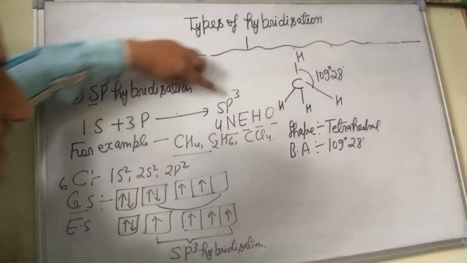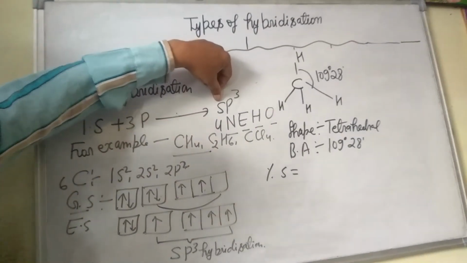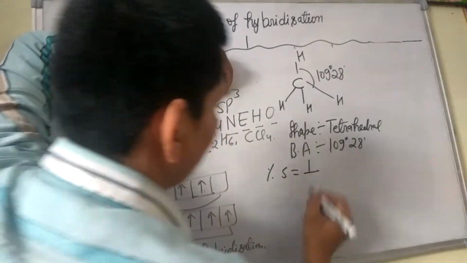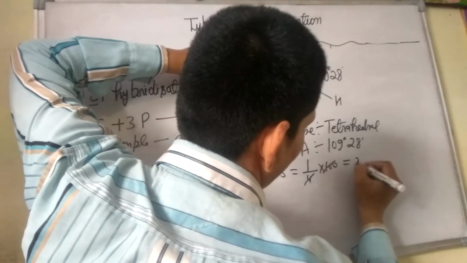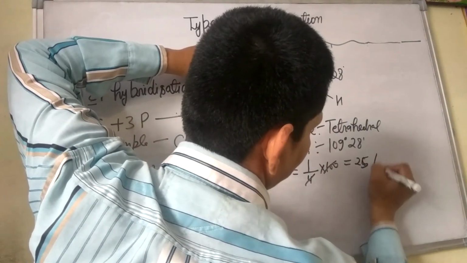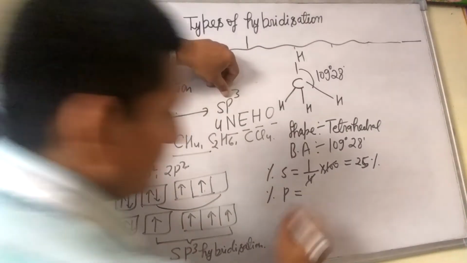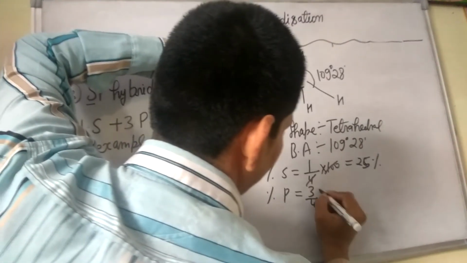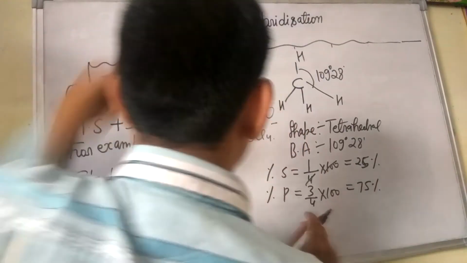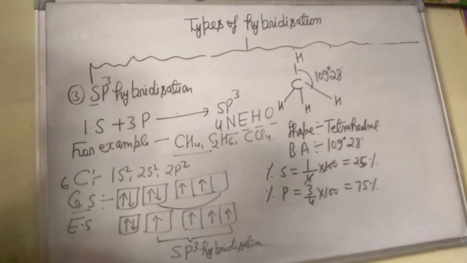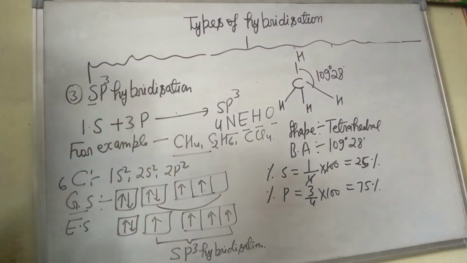After this, percentage s character is equal to 1 s orbital, so we write 1, upon total orbitals 4, into 100. We get 25% s character. After this, percentage p character: p orbitals 3, total 4, into 100 is equal to 75% p character.